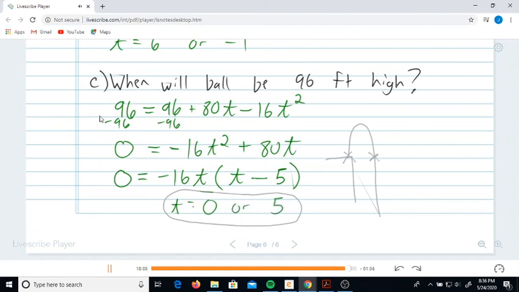So the ball will be 96 feet above the ground at 0 seconds or 5 seconds. 0 seconds makes sense because it's thrown from a 96-foot rooftop. So at 0 seconds, it's sitting on the 96-foot rooftop. The 5 seconds represents where the ball is on the way down. So if I have my 96-foot rooftop, the ball is going to be at that 96-foot height at 2 different time values, at 0 seconds and 5 seconds.